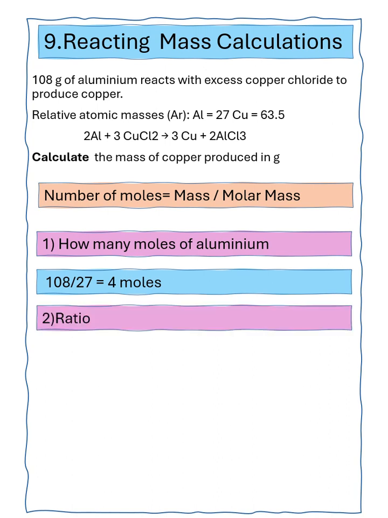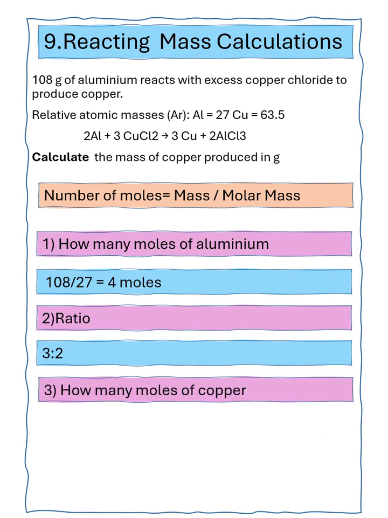aluminium. We can then look at the ratio in the equation, and we know for every 2 moles of aluminium, we're making 3 moles of copper. So the ratio is 3 to 2. So from that we can work out how many moles of copper we've got. So we've got 4 moles of aluminium. So we times that by 3, divide by 2, that gives us 6 moles of copper.